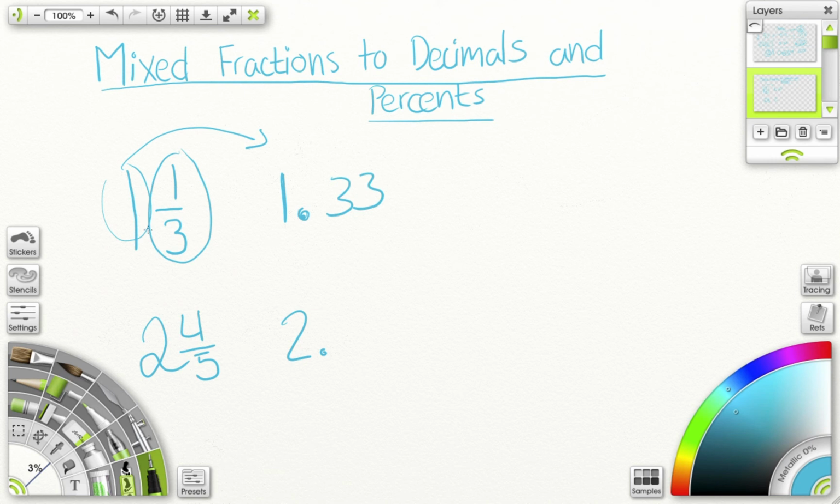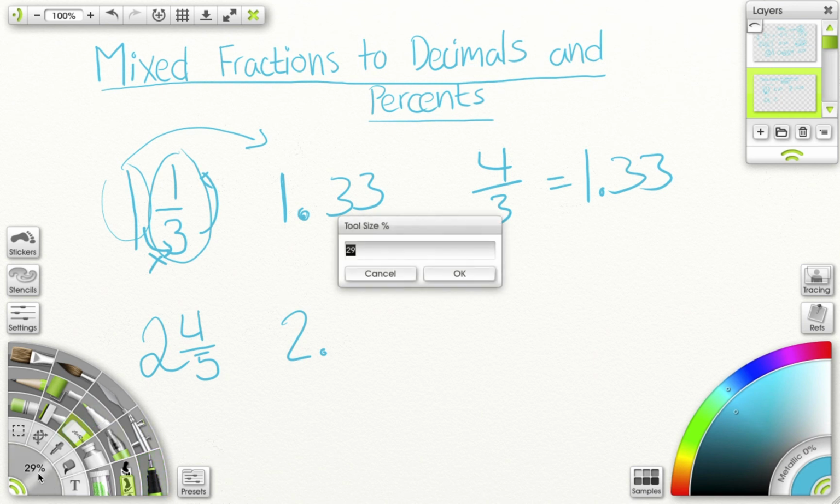The other way is to put this into an improper fraction. So 1 times 3 is 3, plus 1 is 4. So I have 4 over 3. Now I take 4 and divide it by 3. And that gives me 1.33. Both get me the right answer. So choose the method that you find is easiest for you or that makes the most sense to you.